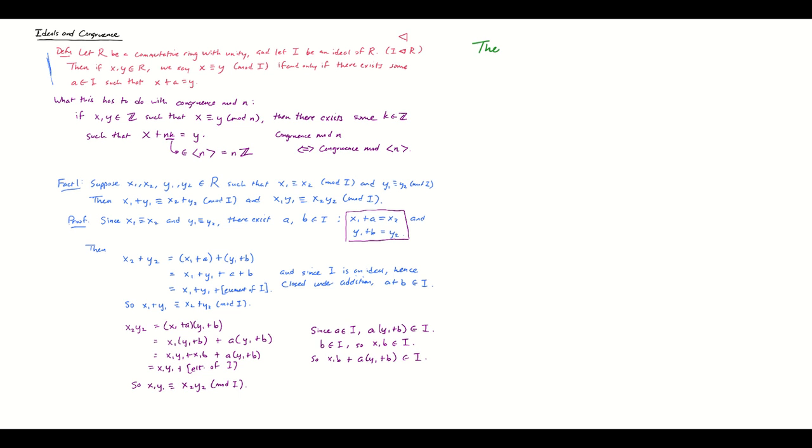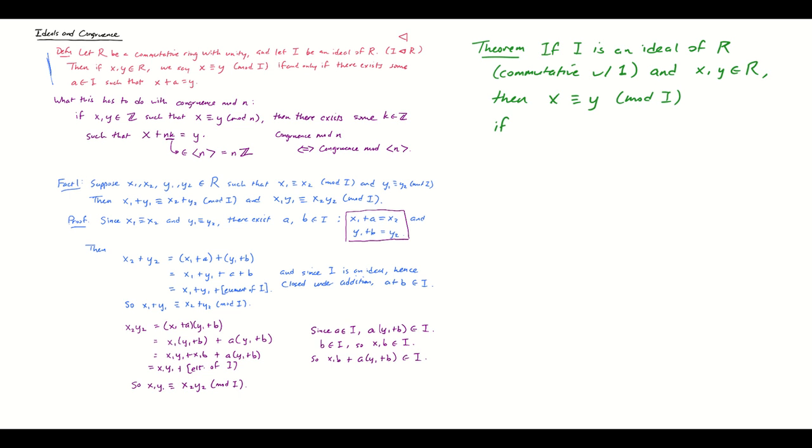Okay, so here's a theorem, and this is important. If I is an ideal of R, and again we're going to assume, not because we necessarily need to, but because it's convenient, R is commutative with unity. Okay, so if I is an ideal of R, and x and y both belong to R, then x is congruent to y mod I, if and only if x plus I equals y plus I.